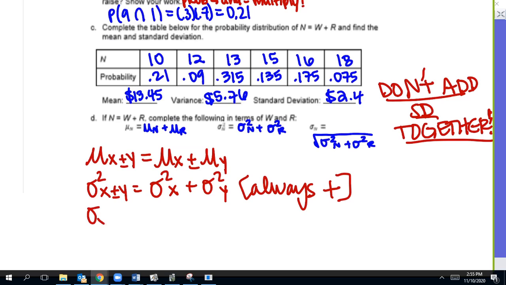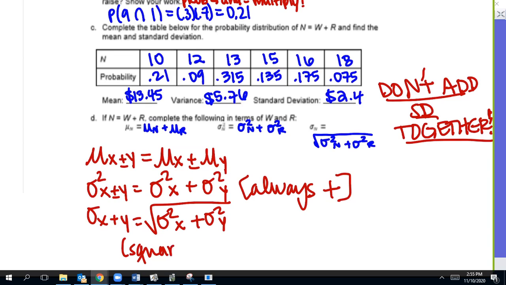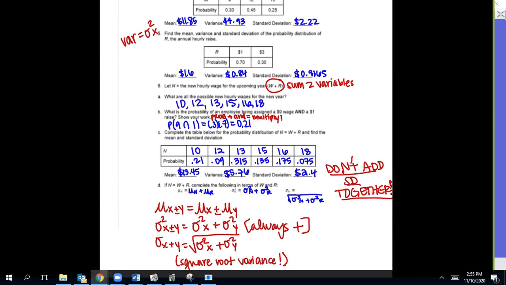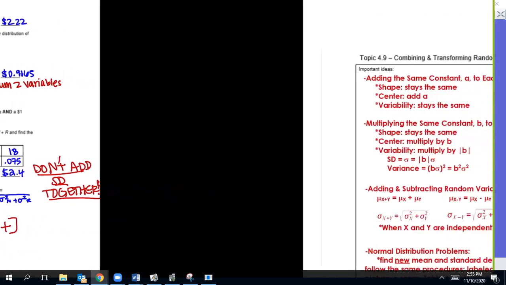That means that for standard deviation, we'll just square root the variance. It's kind of like the Pythagorean theorem. So I'm just going to write square root the variance. Hopefully you see how that works. If not, you can just memorize the rules and you can use them later.